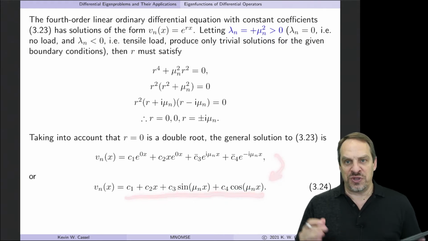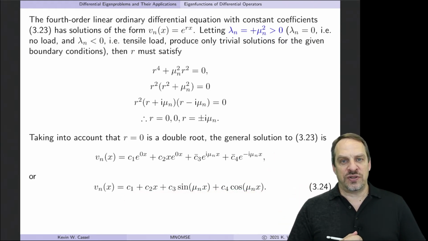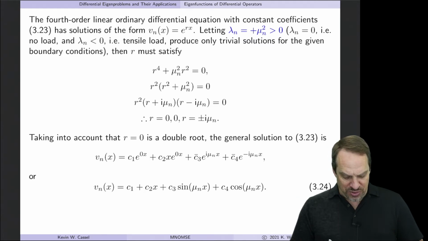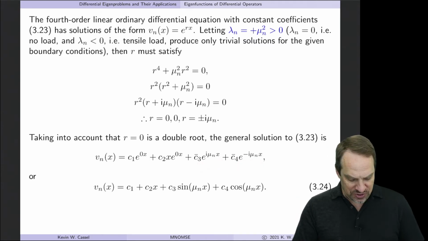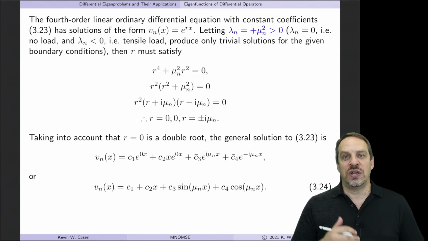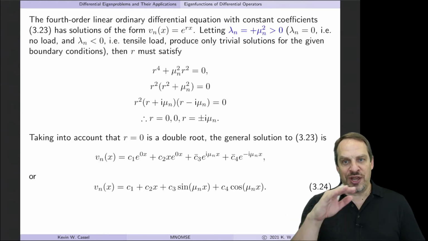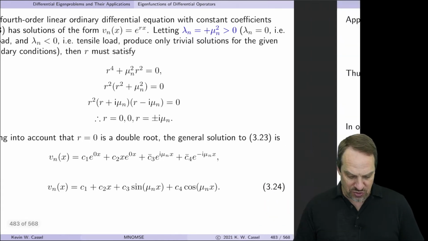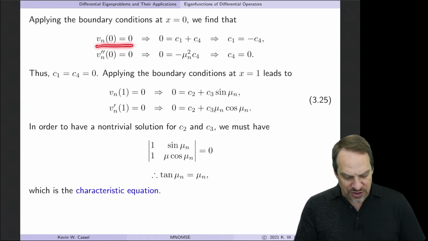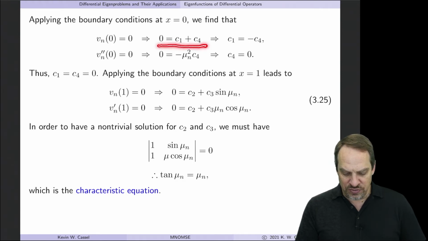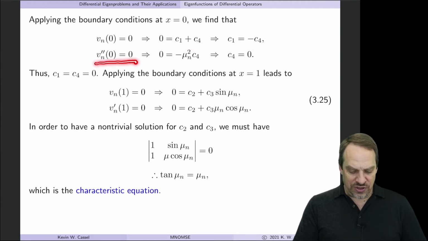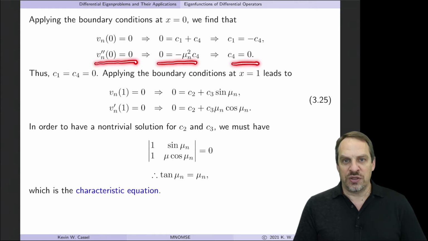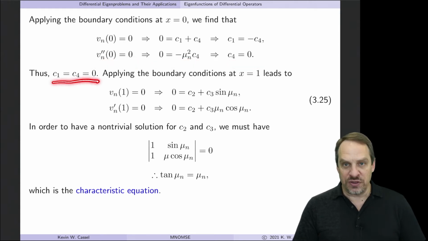Again, our rule of thumb is for finite domains, we prefer sines and cosines, or trig functions, as opposed to exponentials. So we're going to use this form of v for the lateral deflection in order to get our eigenfunctions. The eigenfunctions are going to be the deflected shapes of our buckled beam or column. So if we apply the boundary conditions, v at 0 is 0, that requires that 0 be equal to c1 plus c4, and therefore c1 is equal to minus c4. If the second derivative is equal to 0 at x equal to 0, then that requires that c4 be 0. So if c4 is 0, then c1 is also 0.